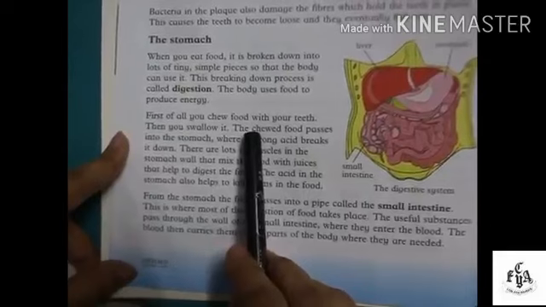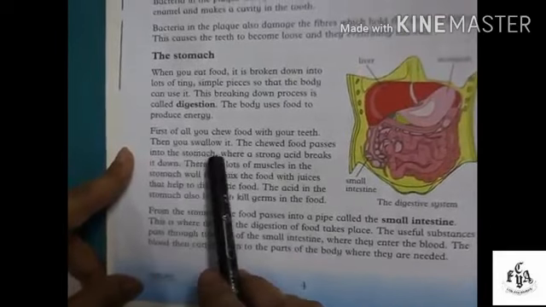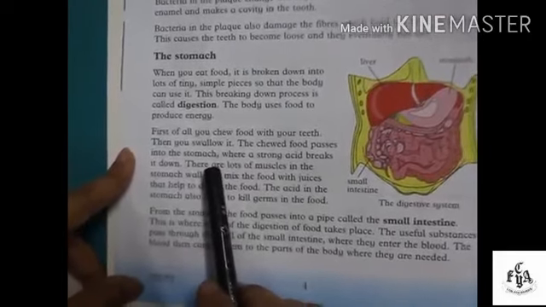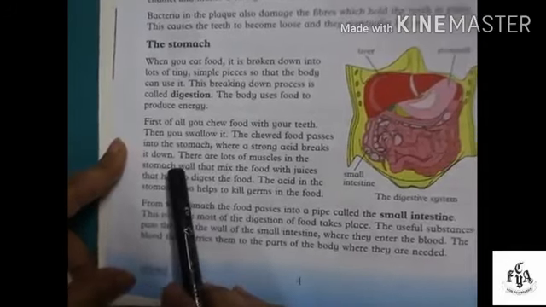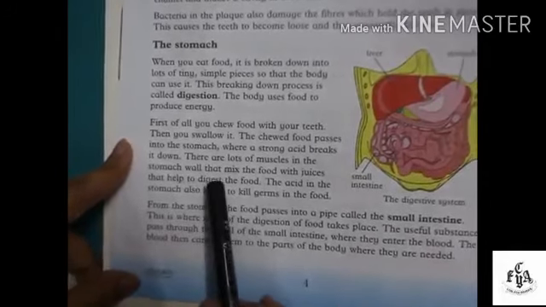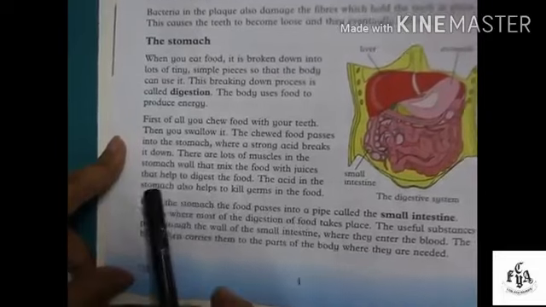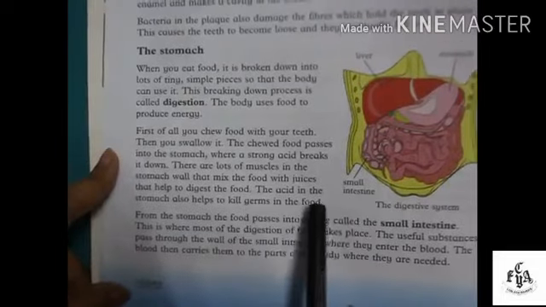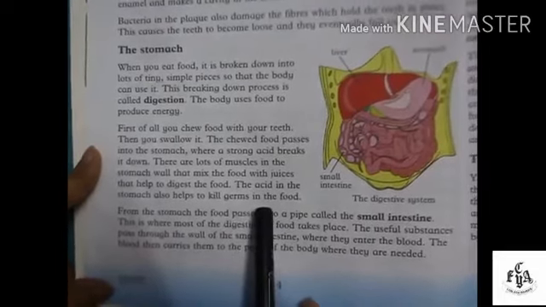First of all, you chew food with your teeth. Then you swallow it. The chewed food passes into the stomach where a strong acid breaks it down. There are lots of muscles in the stomach wall that mix the food with juices that help to digest the food. The acid in the stomach also helps to kill germs in the food.